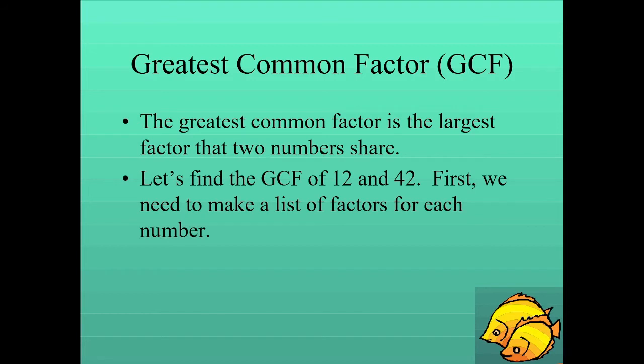The greatest common factor is the largest factor that two numbers share. Let's find the GCF of 12 and 42. First, we need to list all factors of each number.